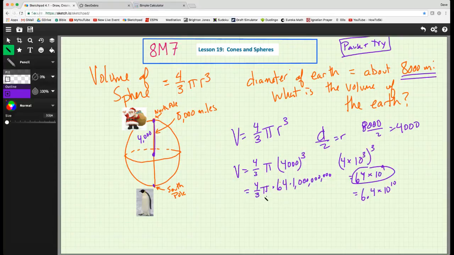So I'm just going to do an estimation. 4/3 of pi is about 4. 4/3 times 3.14 is about 4. And you can verify that on your calculator, or you can say, well, 3.14, I can kind of cancel that with 3 if I'm sticking with an estimation. So this is an estimation.